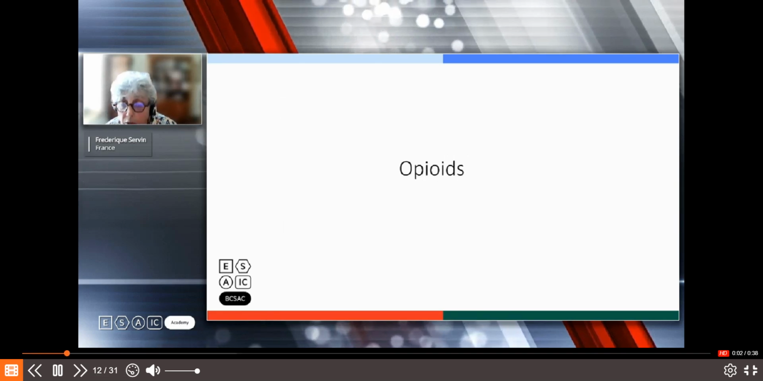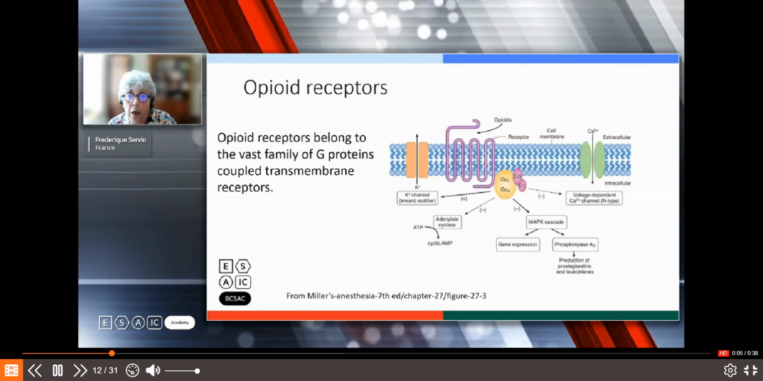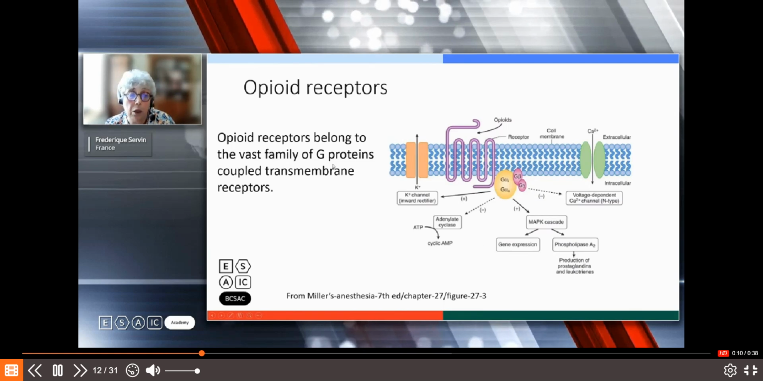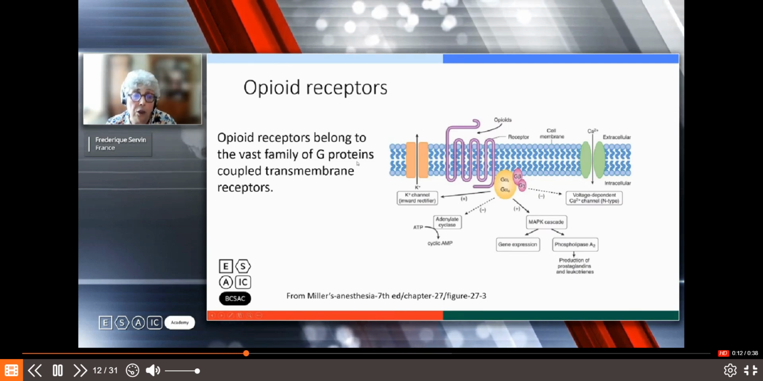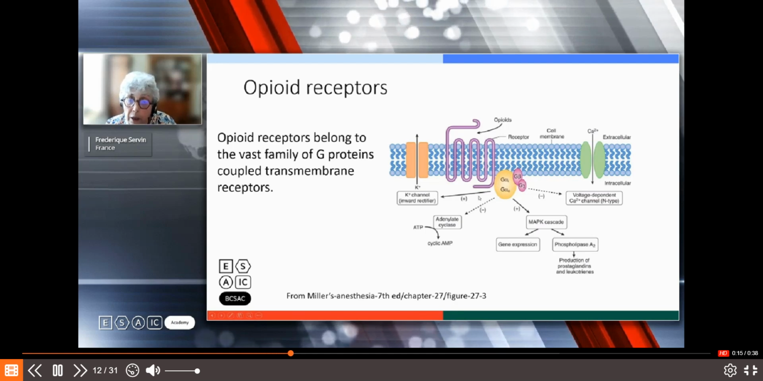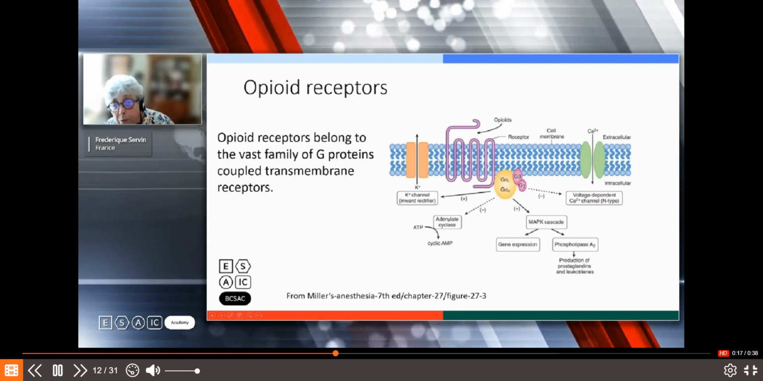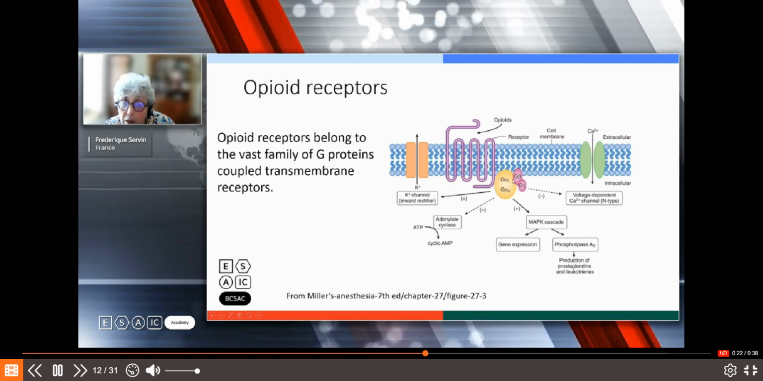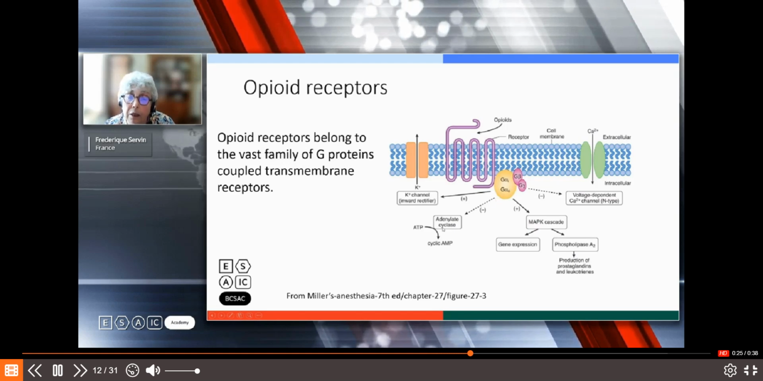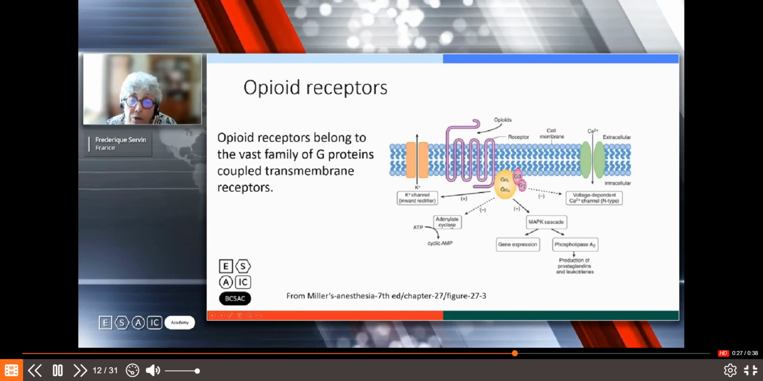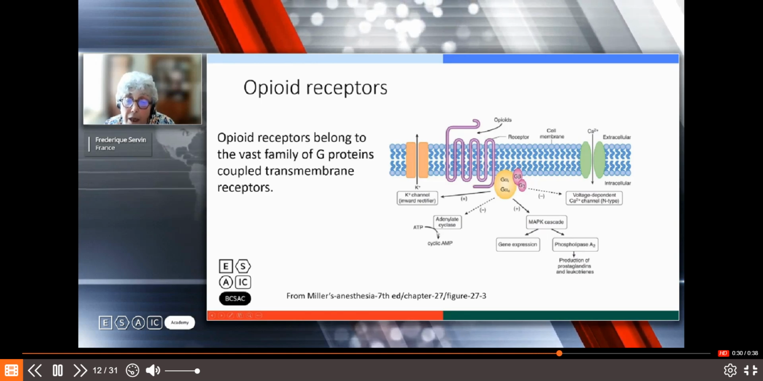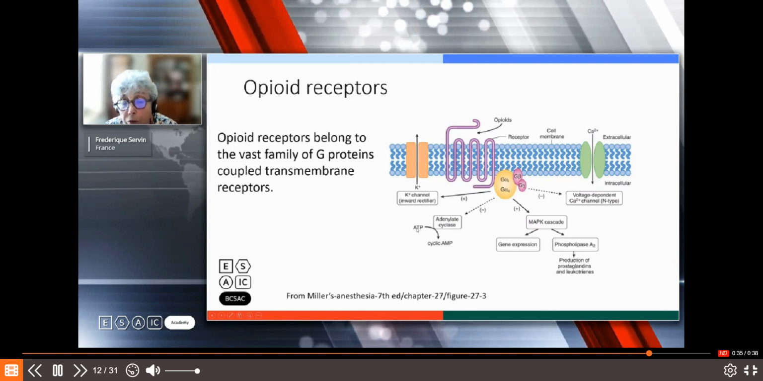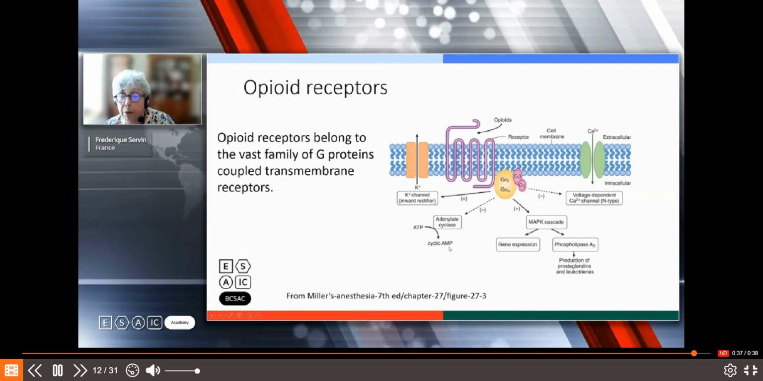Let's have a look now at opioids. Opioids act through opioid receptors. The opioid receptors are G protein coupled transmembrane receptors. You see here the opioid receptor linking to its G protein to activate or inactivate the adenylate cyclase, and so modifying the transformation of ATP in cyclic AMP.